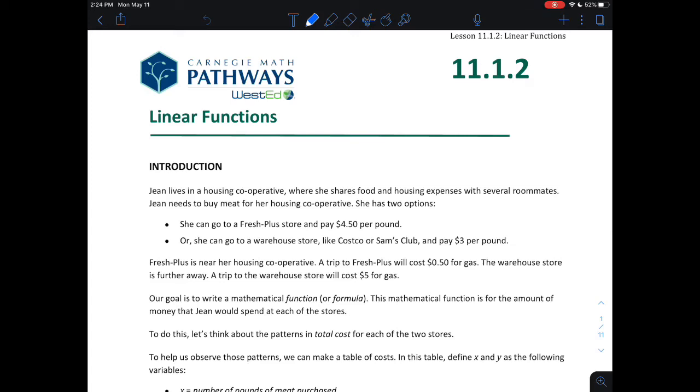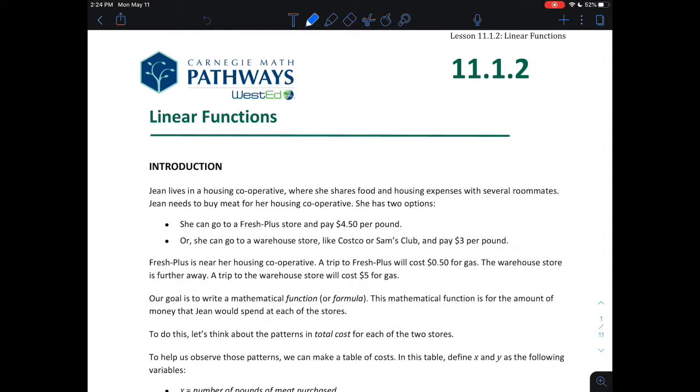Lesson 11.1.2 Linear Functions. Jean lives in a housing cooperative where she shares food and housing expenses with several roommates. Jean needs to buy meat for her housing cooperative. She has two options. She can go to a Fresh Plus store and pay $4.50 per pound, or she can go to a warehouse store like Costco or Sam's Club and pay $3 per pound.